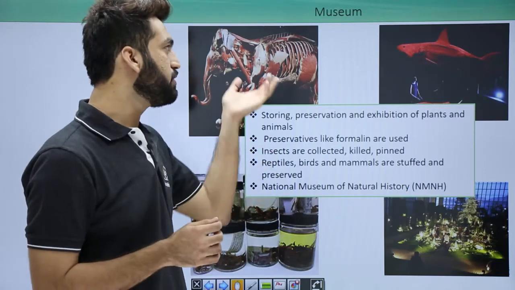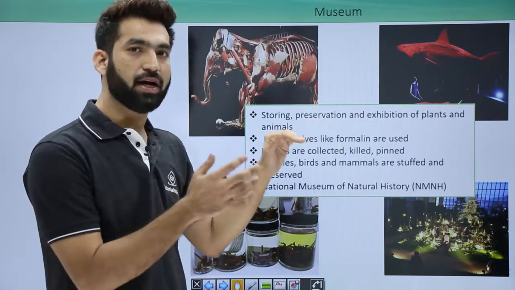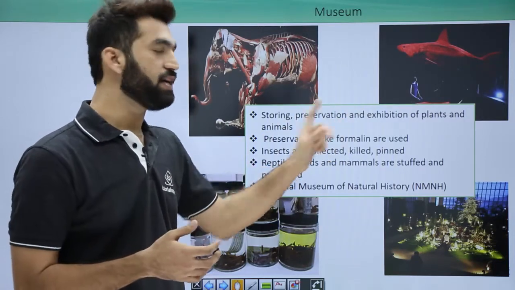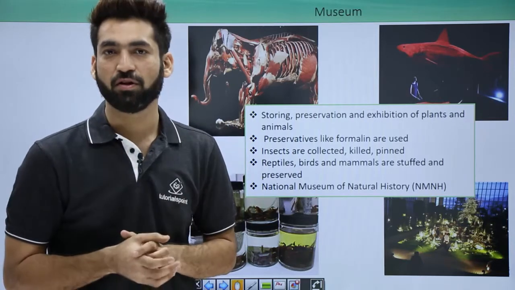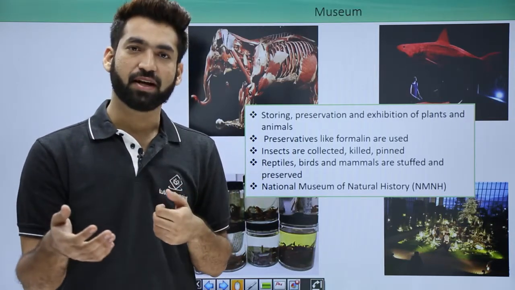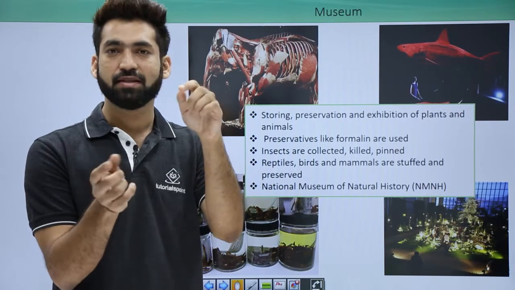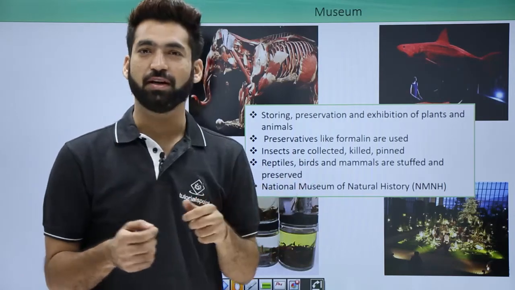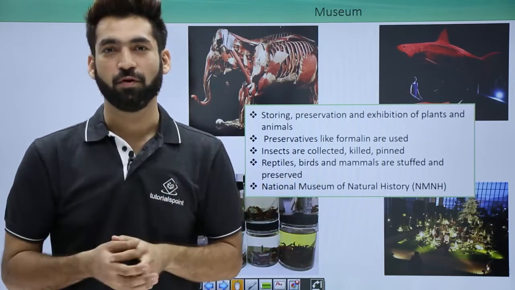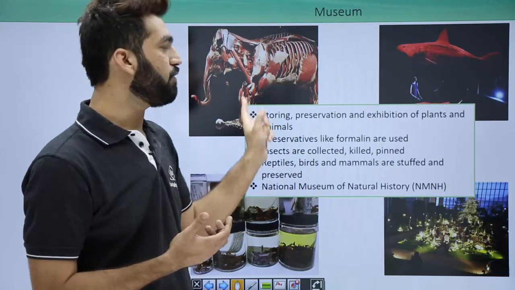Now what happens during museum preparation? We preserve the particular plant or animal so that we can exhibit it. You must have seen a museum in your school also. There are various museums in the country, and sometimes you have seen animals in bottle forms, stored in a solution of formalin, and that is also a part of your school museum.